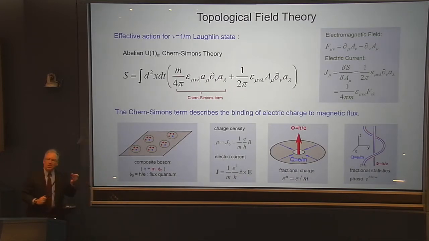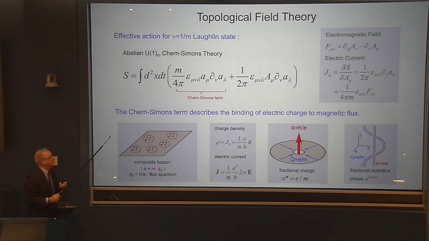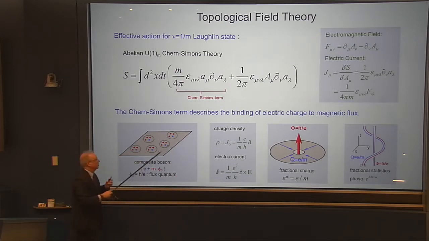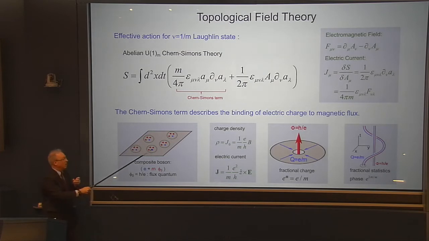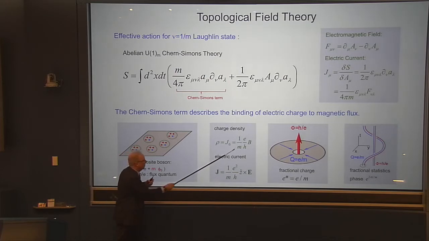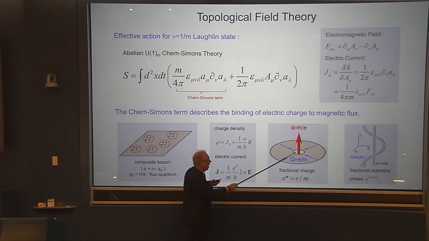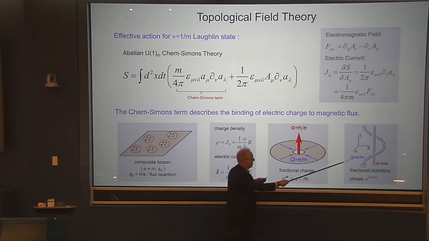And what this Chern-Simons effective field theory does is it captures the essence of what the fractional quantum Hall effect is about, which is the binding between electric charge and magnetic flux. So an electron basically binds, say, 3 quanta of magnetic flux. And what that does is that locks the electric charge density to the magnetic field, and it locks the electric current density to the electric field. That's the quantization of the Hall conductance. And this allows one to understand the fractional charge of the excitations and their fractional statistics.